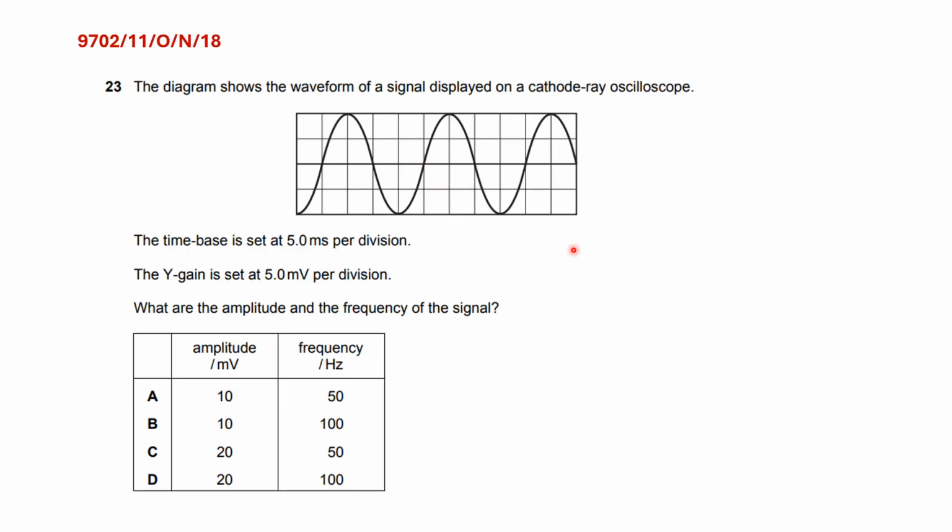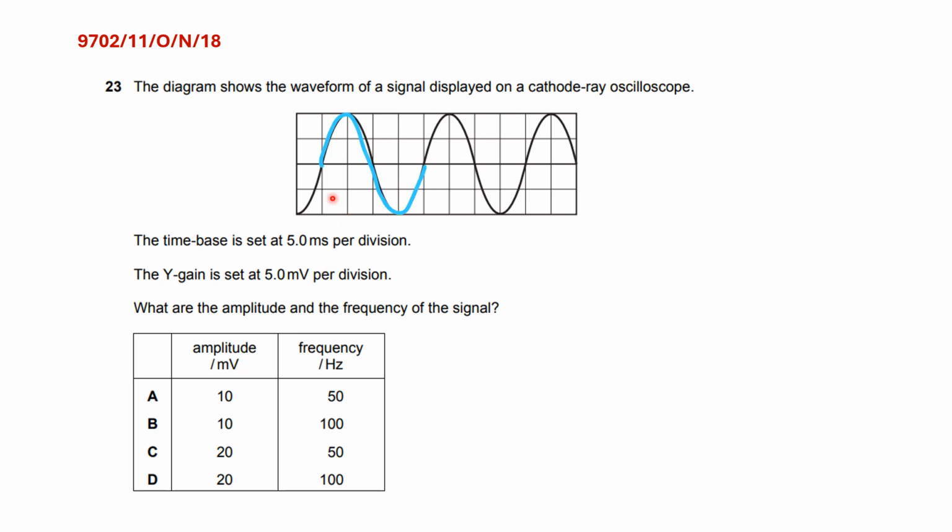Let's work on a similar question, but this time the display grid does not show centimeter marks on the horizontal and vertical axis. Instead, the question refers to divisions. Here is how we can solve it. So first, let me read the question. The diagram shows the waveform of a signal displayed on a cathode ray oscilloscope. The time base is set at 5 milliseconds per division. The Y gain is set at 5 millivolts per division. What are the amplitude and the frequency of the signal?